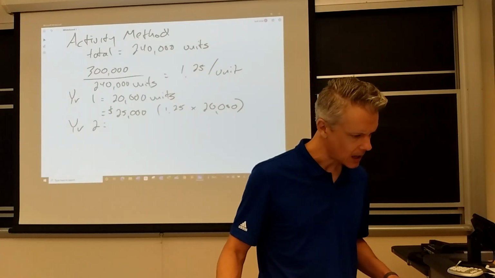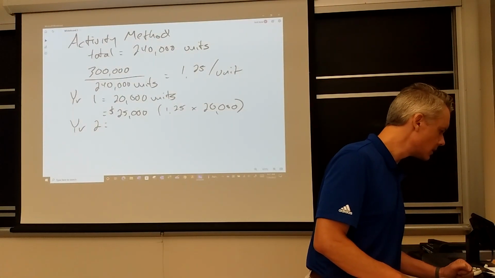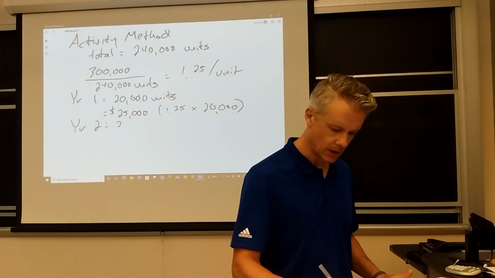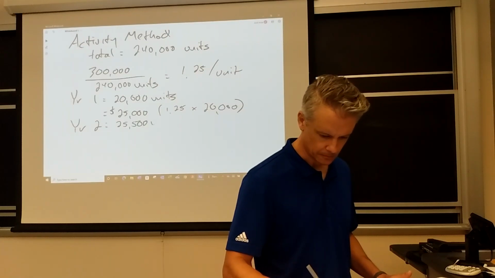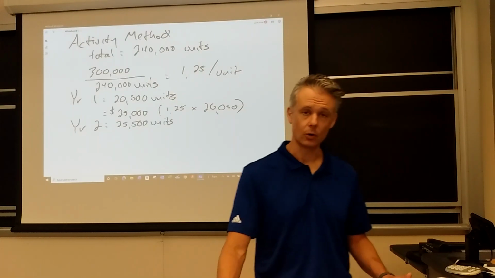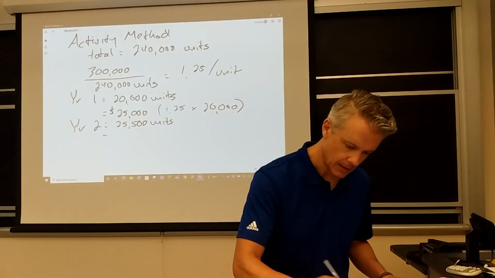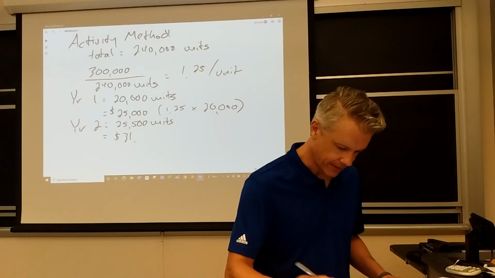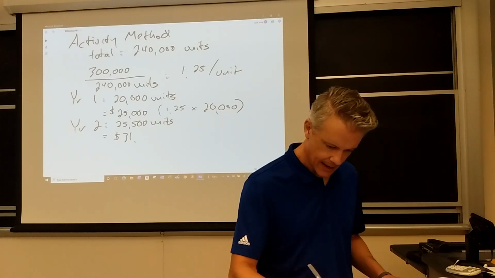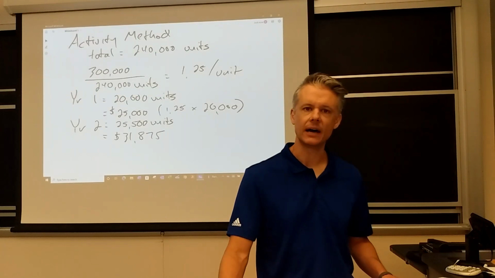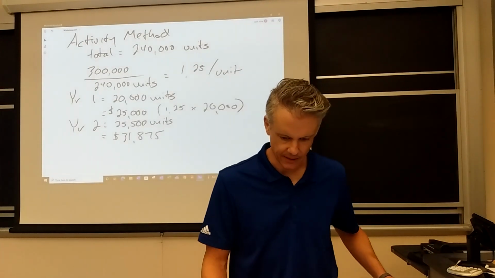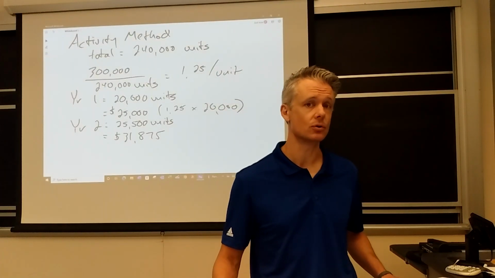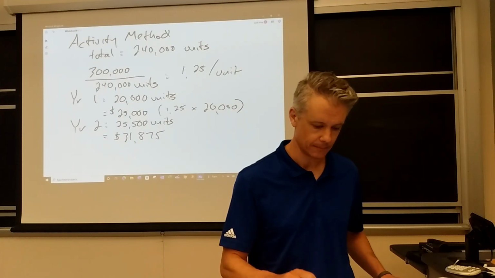Year two, how many did we produce? It says 25,500 units. So if we multiply that by $1.25 per unit, we get $31,875. All right, let's think about depreciation for year two, and let's think about ending book value for year two under the activity method.